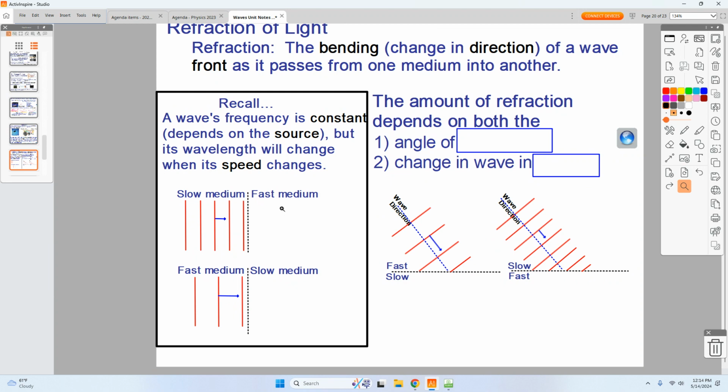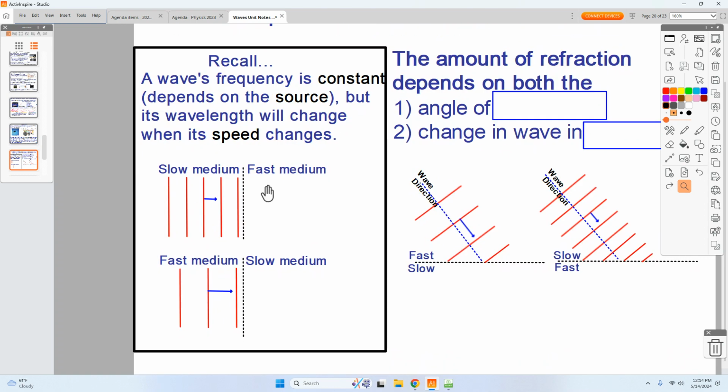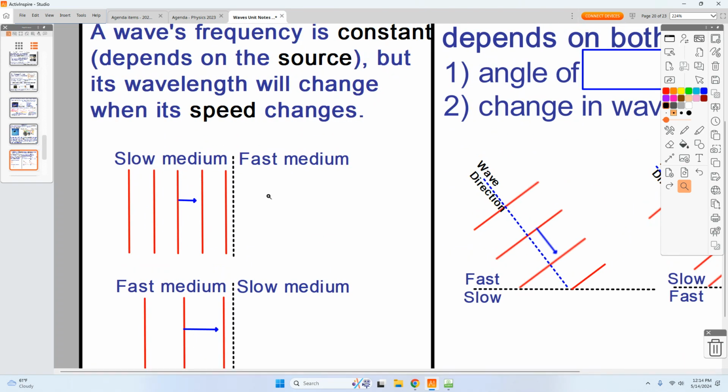If this is a wave source coming in from the left, and it approaches a medium in which the speed changes.